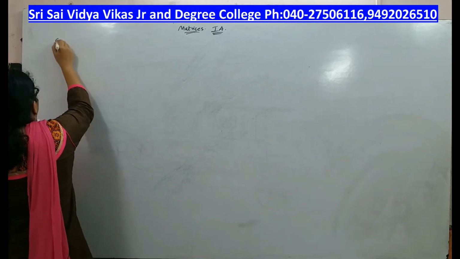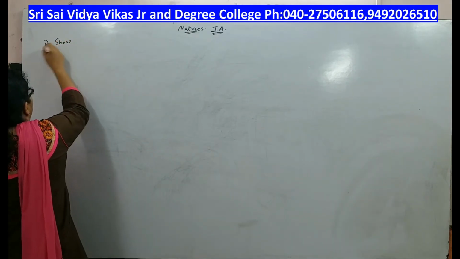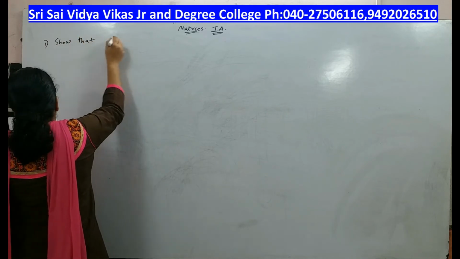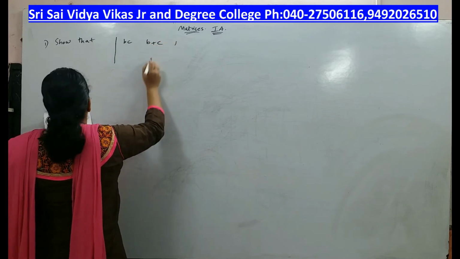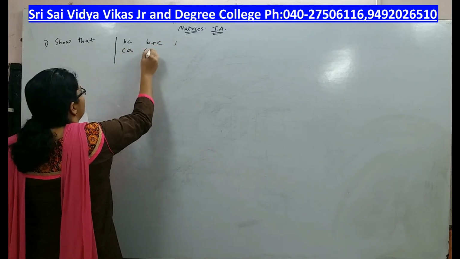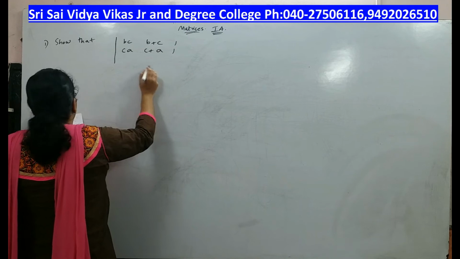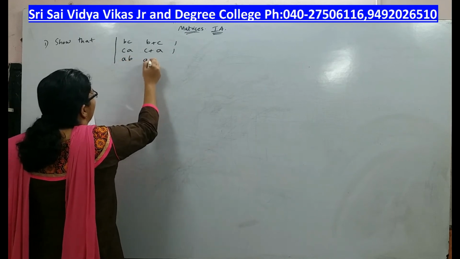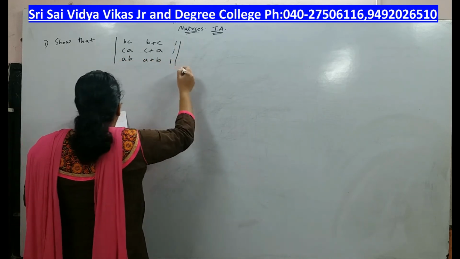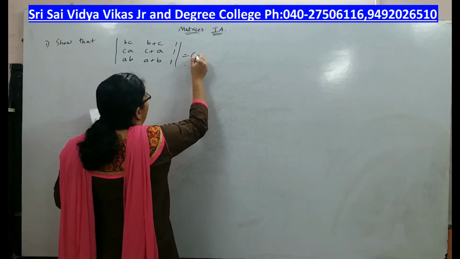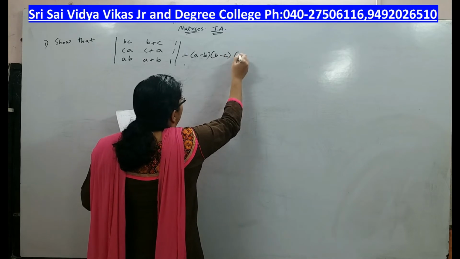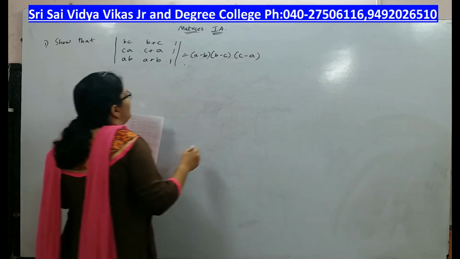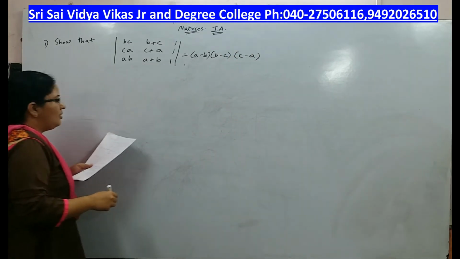First problem. Show that the determinant of BC, B plus C, 1; CA, C plus A, 1; AB, A plus B, 1 is equal to (A minus B)(B minus C)(C minus A). This is what you have to show.